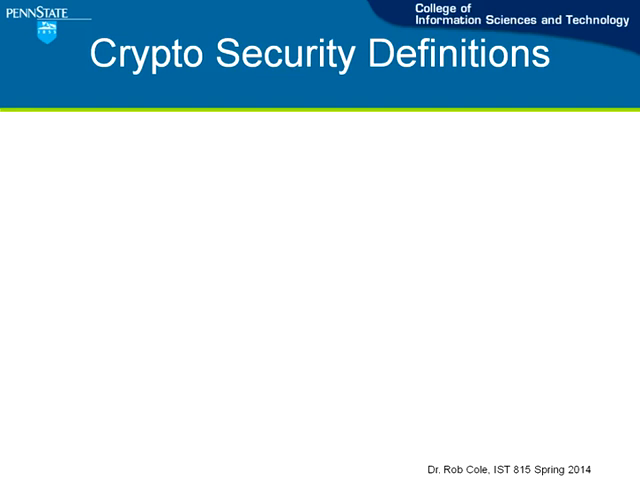In this lecture, I will consider several types of cryptographic attacks. But first, let's consider what it means for a cryptographic algorithm to be secure. There are several definitions of security that apply to crypto systems.